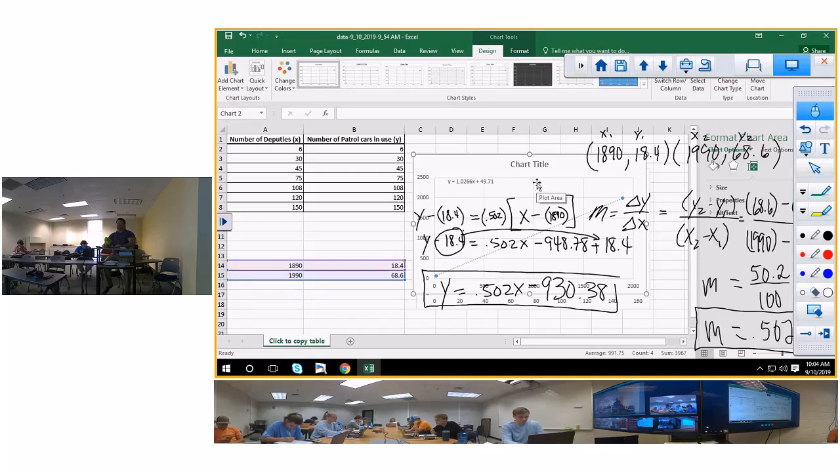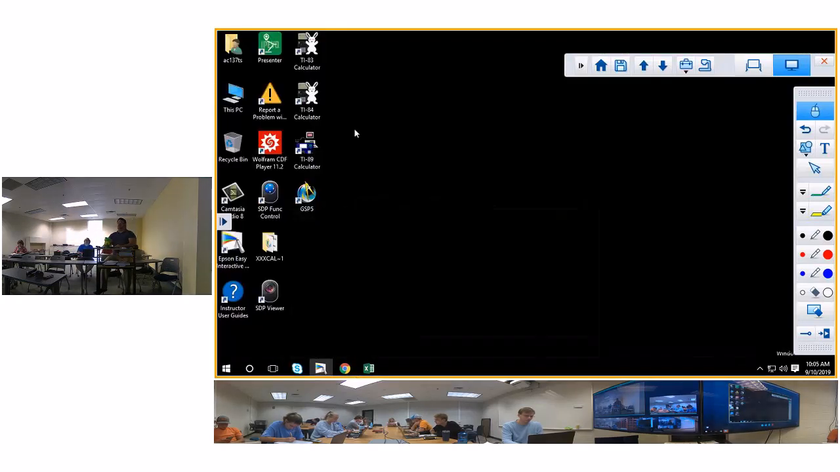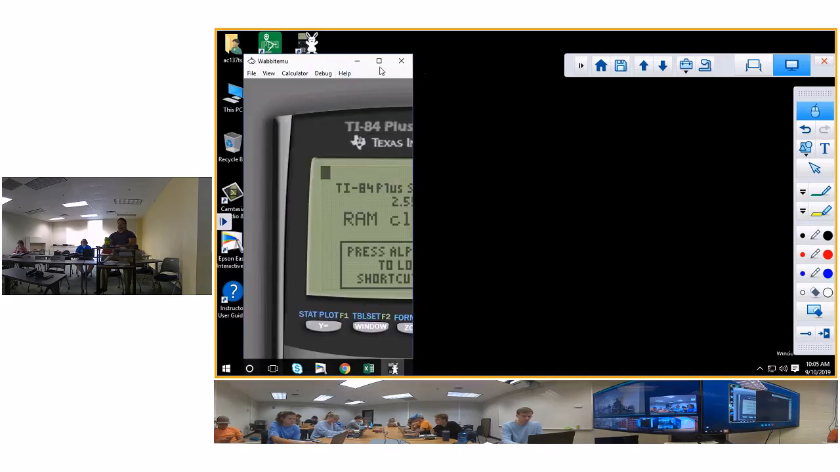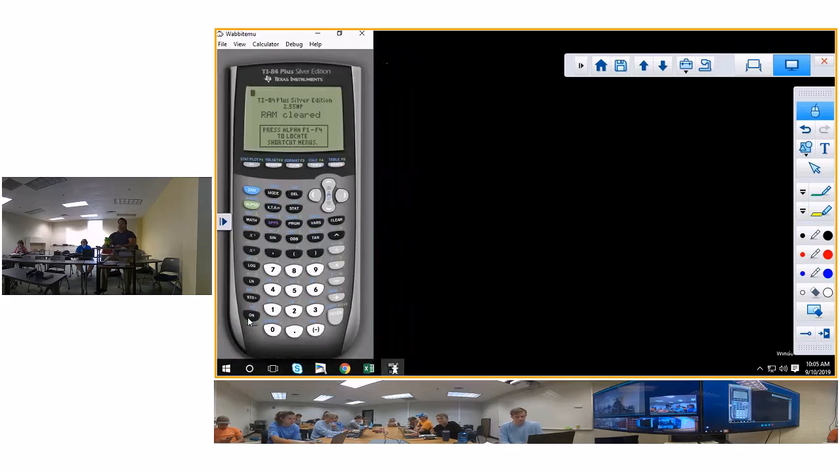Why? This 0.502? No, type that in or type in these 2 points in your calculator. Let's go do it on your calculator. Let me pull up the calculator. I'm just checking to make sure that I've typed in what I need to type in. Okay, go to Stat, Edit, and give me the first 1890, and the second one is 1990.